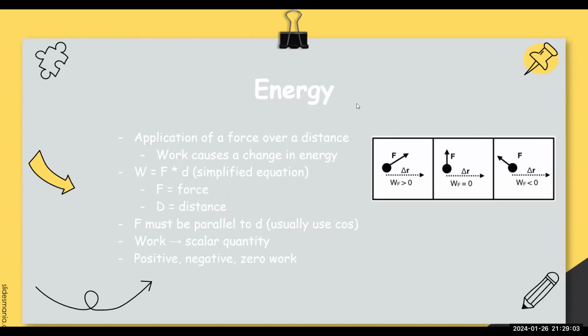The force must be parallel to the distance. So that's why you usually use cosine in the equation: force times distance times cosine theta, if there's an angle. And then work is a scalar quantity. However, there can be positive, negative, and zero work, which I'll explain later.